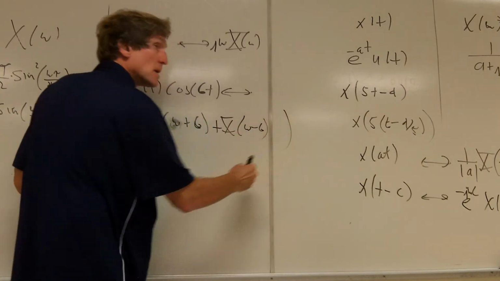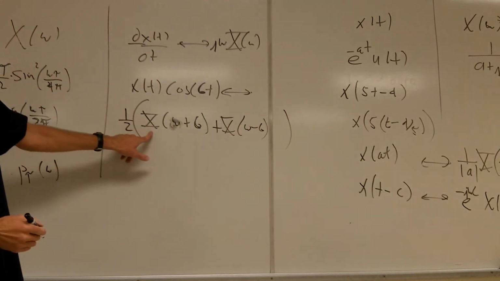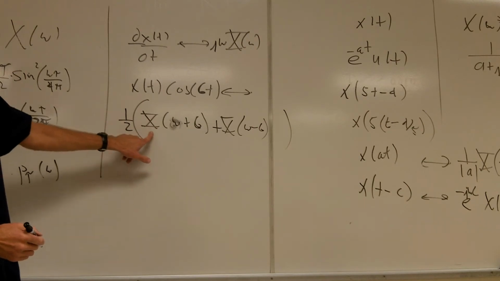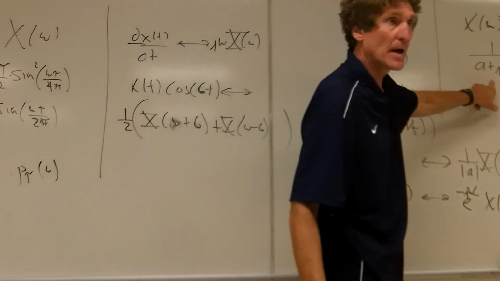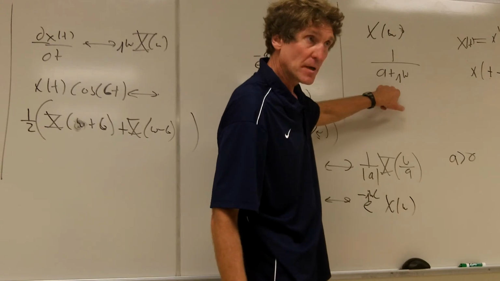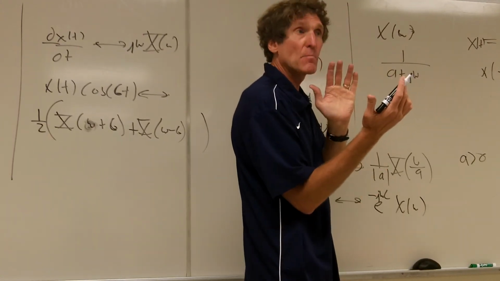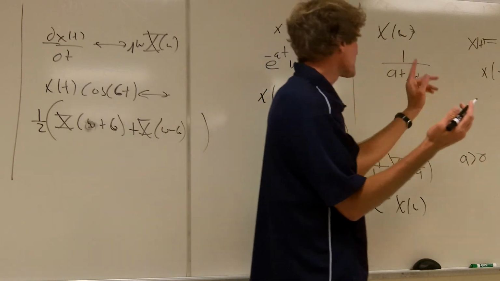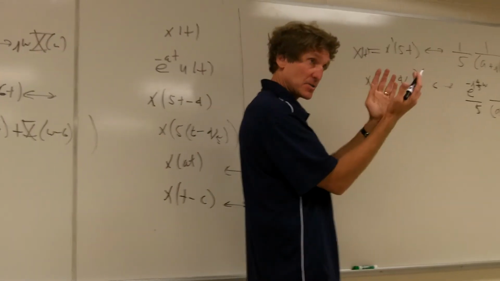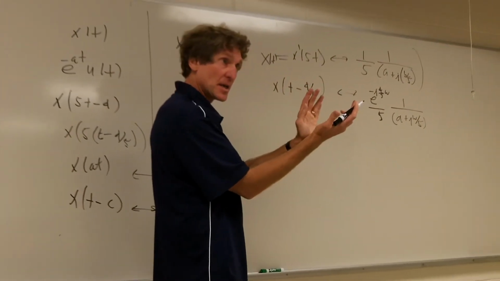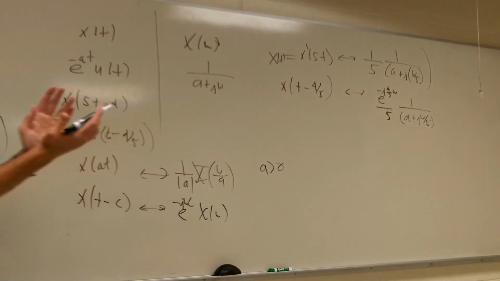1/2 capital X of omega minus omega naught, plus X of omega plus omega naught. Is he right, class? Instead of X, what do I replace that with? That. And it would then be 1/2 times 1 over a plus j quantity omega plus 6, plus 1 over a plus j quantity omega minus 6. Are we good with that?